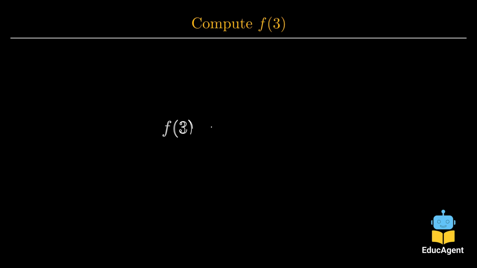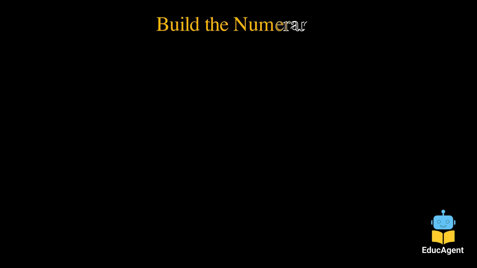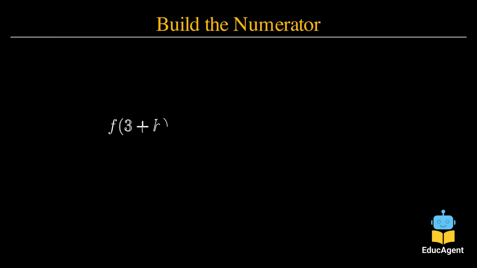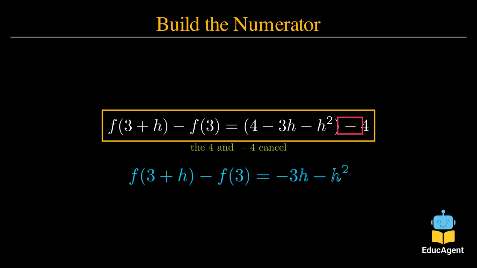Next, we evaluate the function at exactly x equals 3. The plus 9 and minus 9 cancel, so f of 3 is simply 4. Now, form the numerator by subtracting f of 3 from f of 3 plus h. Watch the constants. The 4 and the minus 4 cancel cleanly, so the entire numerator becomes minus 3h minus h squared.